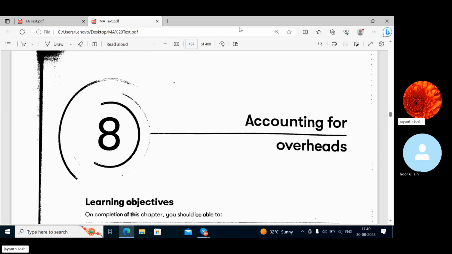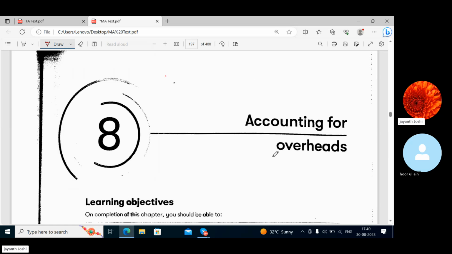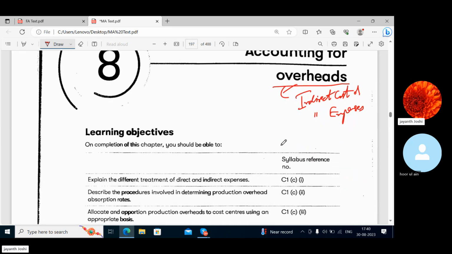So we are starting accounting for overheads. So already you may be knowing what is overhead. Overhead is nothing but indirect cost, or indirect expenses. Some of the examples of overheads can be rent or administrative expenses. There can be some indirect factory expenses as well, like factory rent.